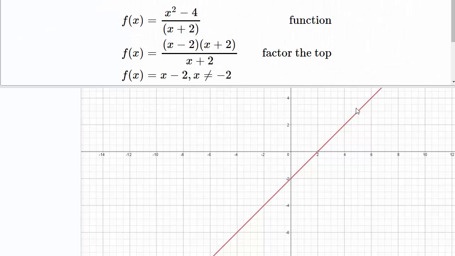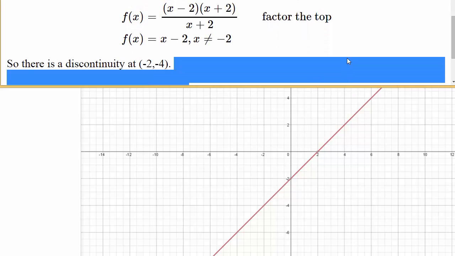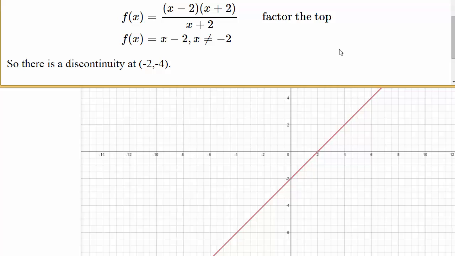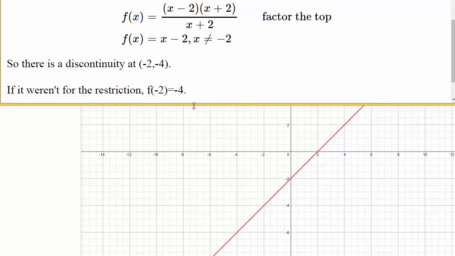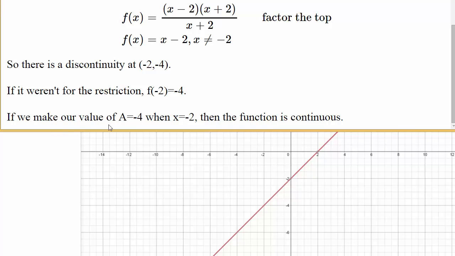Okay. So really, I've kind of cheated and looked at the graph. When x is equal to negative 2, I can't really do that because of the previous definition of the function. But if I didn't have to worry about that restriction, f at negative 2 is equal to negative 4. And so if we just say that a is negative 4 when x is equal to negative 2, and our function is equal to a when x is equal to negative 2, then we can just fill in this silly hole down here and make the function continuous.